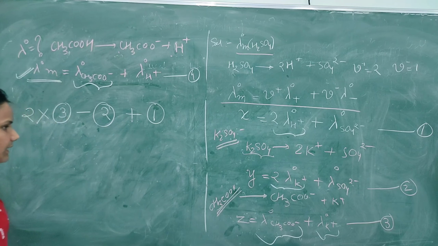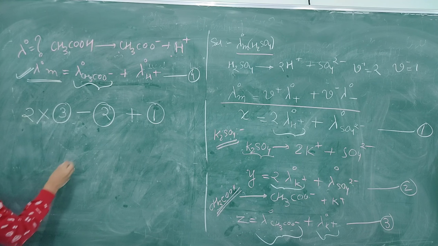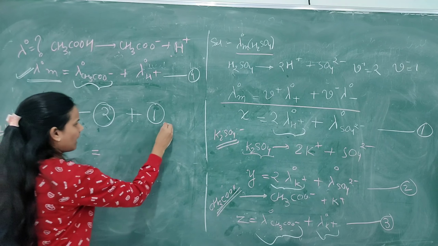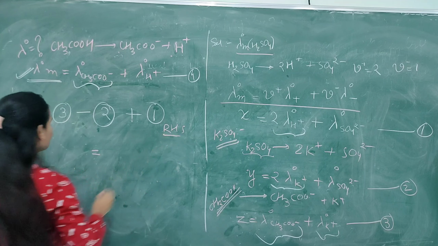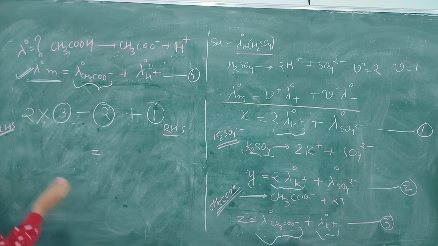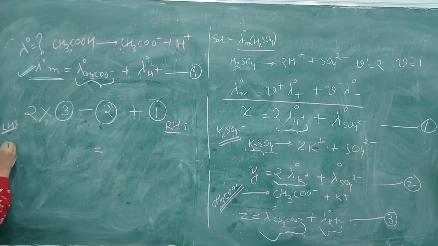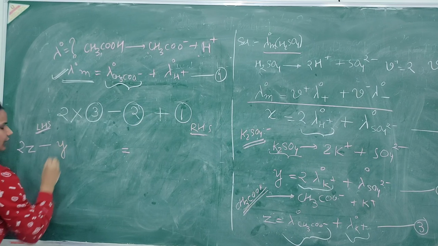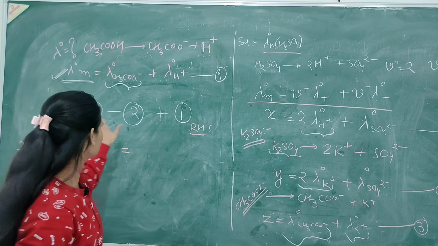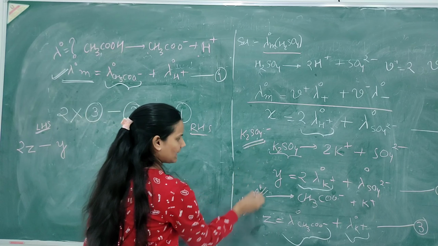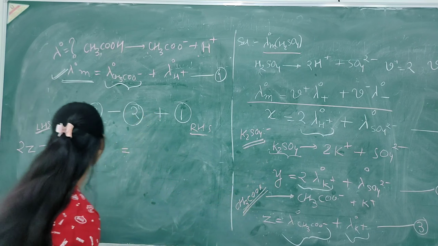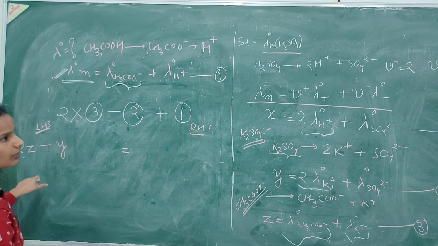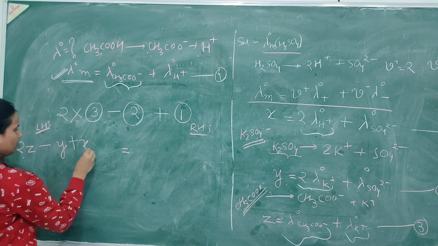Let's find what we get. This is LHS, this is RHS. 2 times of equation 3, that is 2Z, minus equation 2, it was Y. Do this same calculation for all the LHS and do the same for RHS. 2Z minus Y plus equation 1, which was plus X.